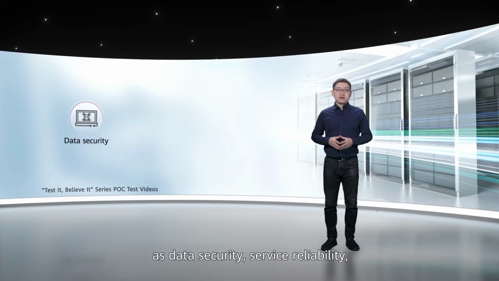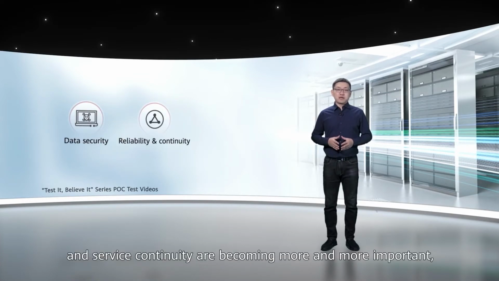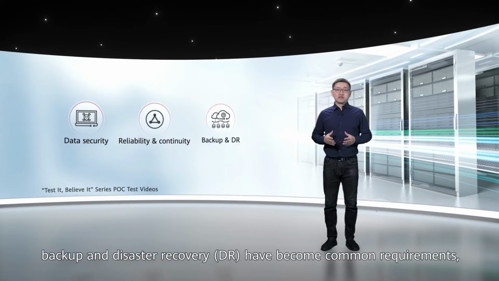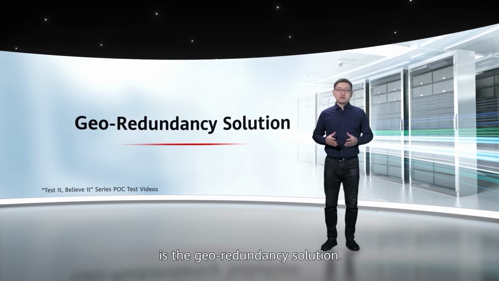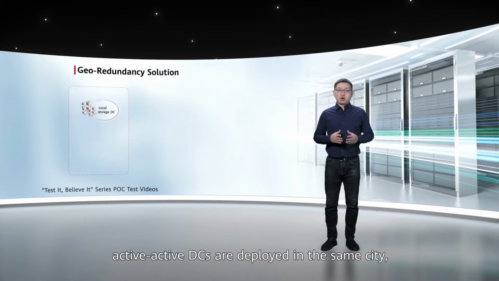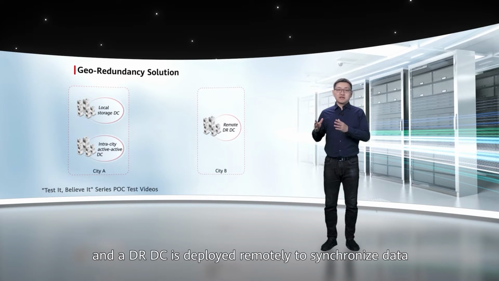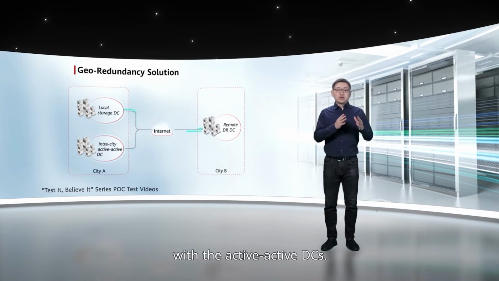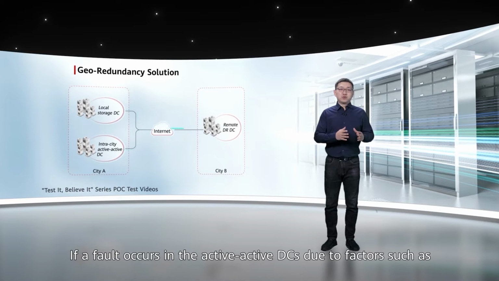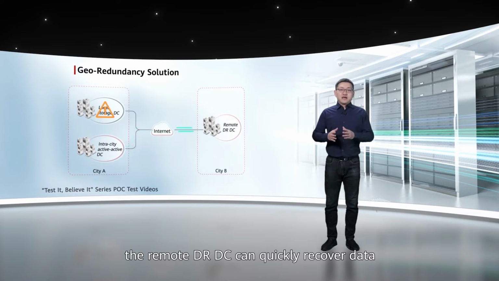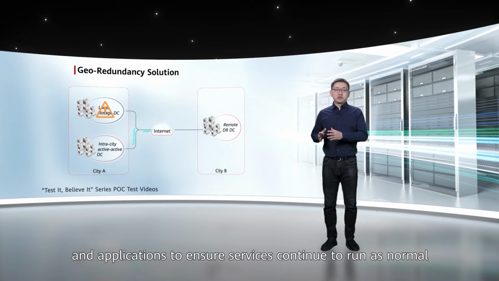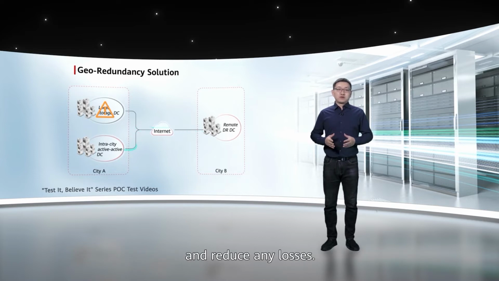In addition, as data security, service reliability, and service continuity are becoming more and more important, backup and disaster recovery (DR) have become common requirements, which also requires multiple DCs to be built. A typical solution for building multiple DCs is the Georedundancy Solution. In this solution, active DCs are deployed in the same city, and a DRDC is deployed remotely to synchronize data with the active DCs. If a fault occurs in the active DCs due to factors such as natural disasters, the remote DRDC can quickly recover data in applications to ensure services continue to run as normal and reduce any losses.